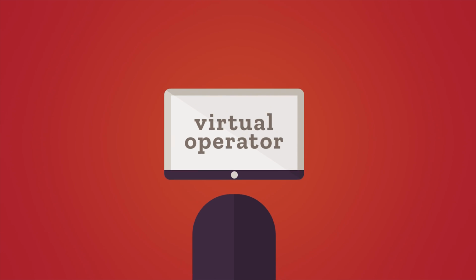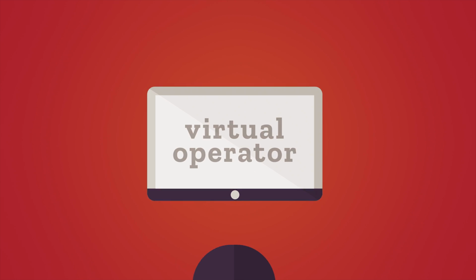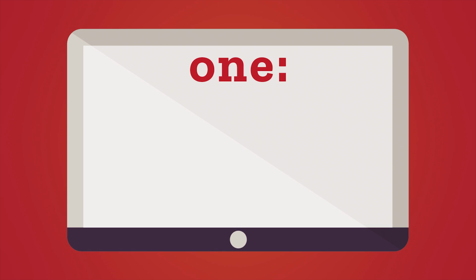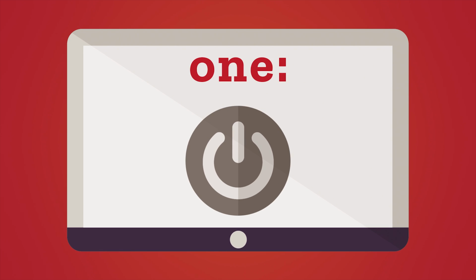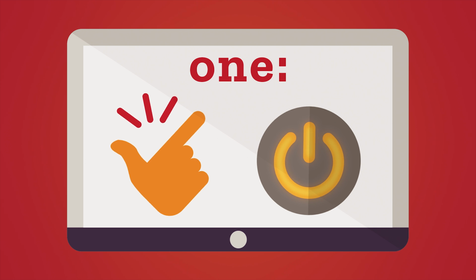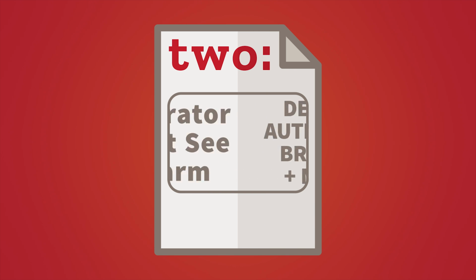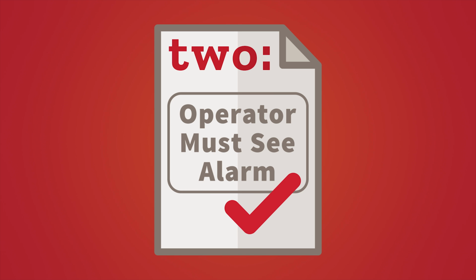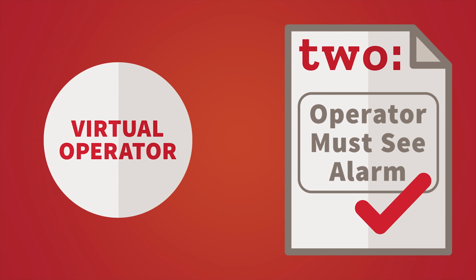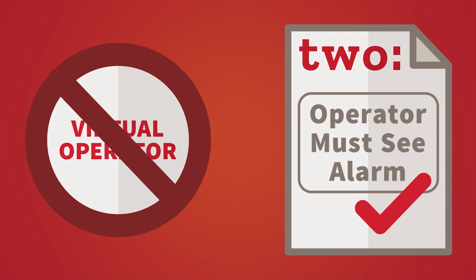If the virtual operator did not pick up the event, there could be one of two key things wrong. One, the virtual operator is not currently running. That's an easy fix. Make sure it's running. Or two, and the more common issue, is that the comment on the record, or it could be a dealer, authority, or branch entity too, has an operator must see alarm comment enabled, and the signal handler won't allow the virtual operator to handle that event.